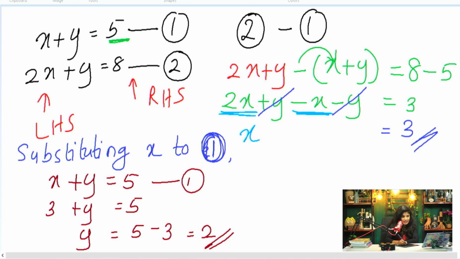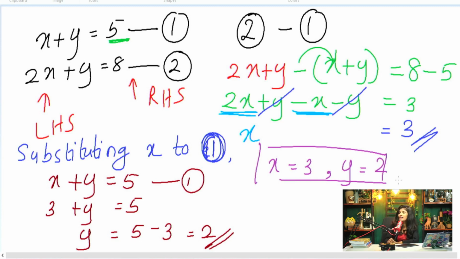So you can write the answers now. Okay, x equals 3, comma, y equals 2. So this is our final answer. You can note down anything if you want.